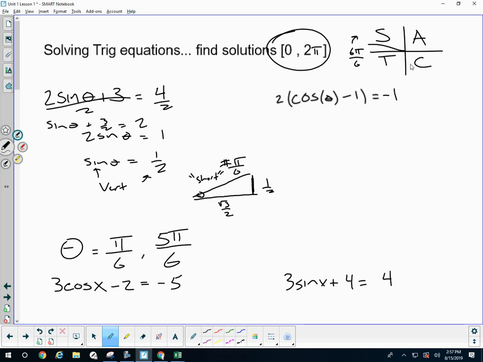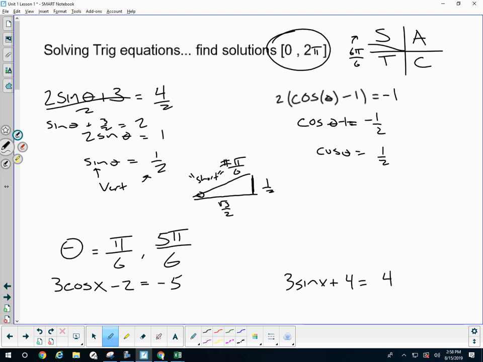This, you don't have to distribute first. You guys are old enough to kind of figure out the different ways to solve equations. If I divided by 2, since it's 2 times this entire quantity, I could have just divided everything by 2, and the 2 would have gone away, just left me with cos theta minus 1 equals negative 1/2. And then add 1, I get cos theta equals positive 1/2.